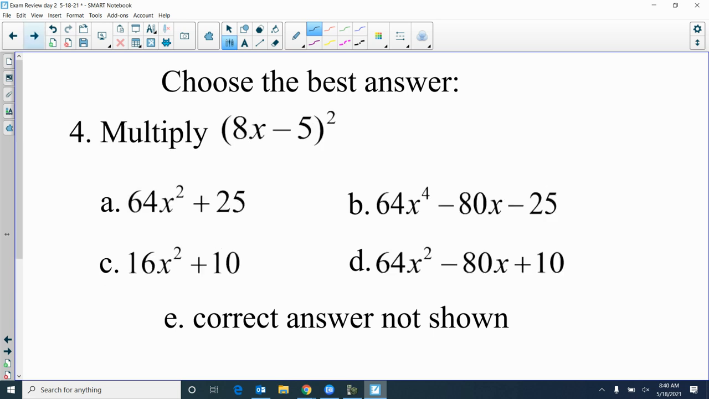Okay, now I wanted you to do this one here. It says multiply 8x minus 5 squared. All right, see what you get?